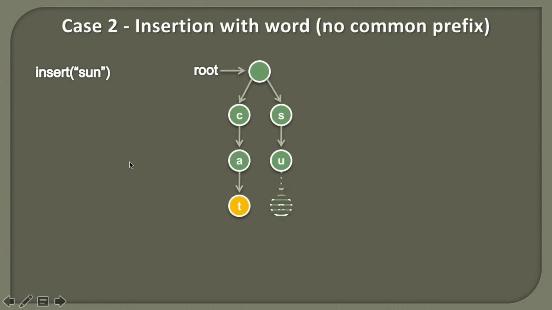So it would look something like this. And once we insert N, we'll simply traverse to this node. And here we also know that we have inserted this word completely. Therefore, we'll mark this node as the end of the word by making it yellow color.